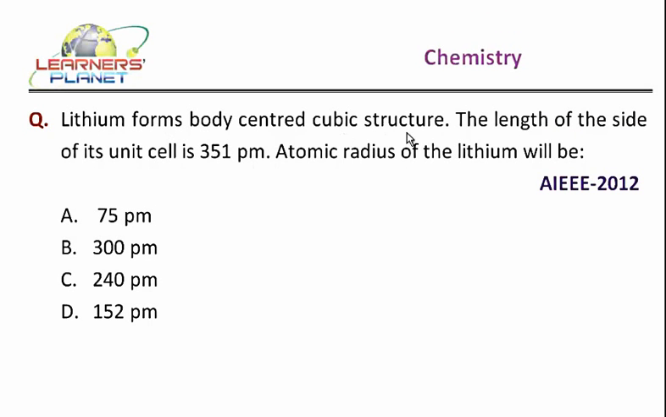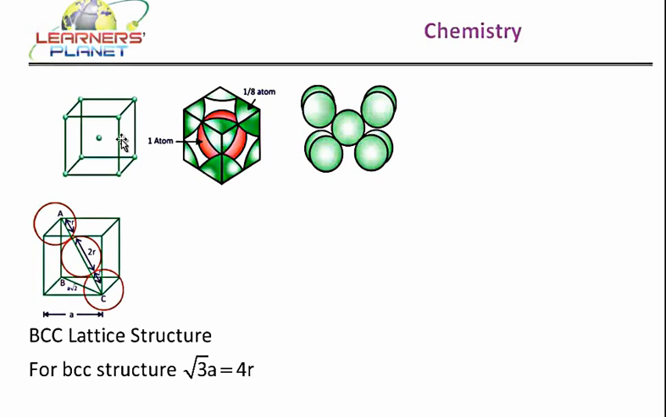Lithium forms body-centered cubic structure. The length of the side of its unit cell is 351 picometer. Atomic radius of the lithium will be? Now what is the relationship between the edge length and the radius of particle in case of BCC structure? Let's see it. See, this is a body-centered unit cell. That is one atom at the center and the atoms at the corners. Right? This is the body-centered cubic lattice. Now in this case, for a BCC lattice structure, what is the relationship? Square root of 3 a is equal to 4r.